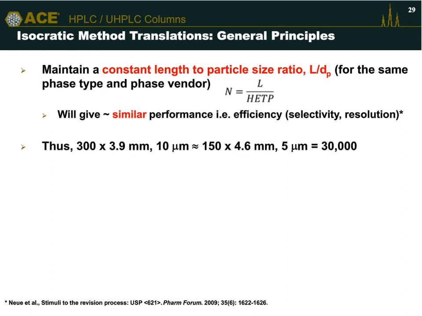Sometimes you can get changes in alpha, selectivity and resolution, RS, depending on if you're moving between different column vendors, different platform silicas. So as an example, in a monograph that specifies a 300 mm by 3.9 mm column dimensions, 10 micron particle size, it's approximately equivalent to a 150 by 4.6 mm 5 micron column. The value is 30,000 for the L over DP ratio.